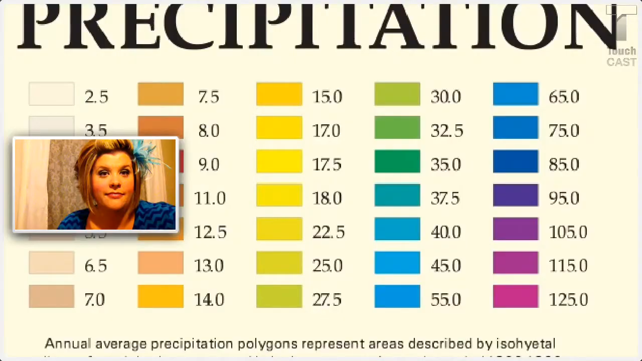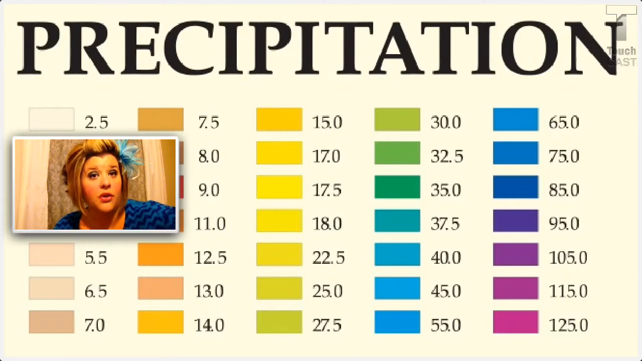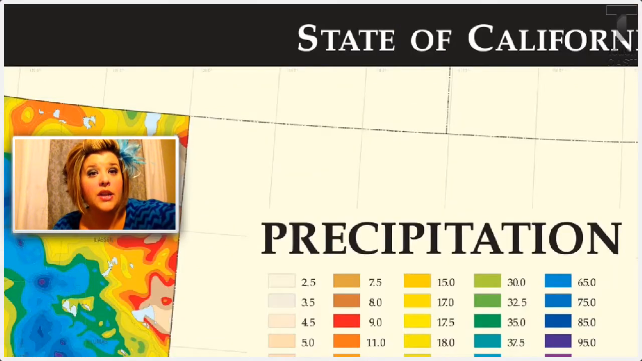Next, let's look at the map's key or legend. Since maps use colors and symbols to express information, the key's job is to show us what each color or symbol represents. You can see that there's a label on the key which says precipitation. Precipitation is the academic word for rainfall. So we know that each of the colors on this map represents the amount of rain that falls in each region of California per year.